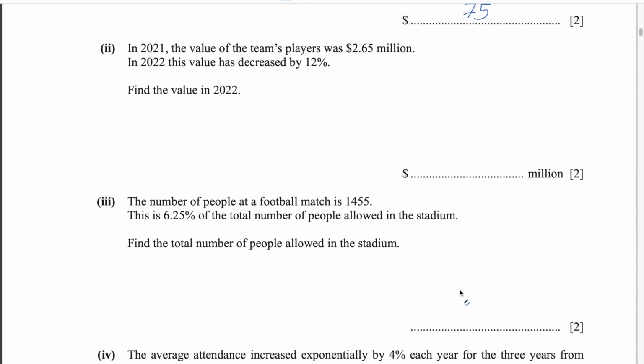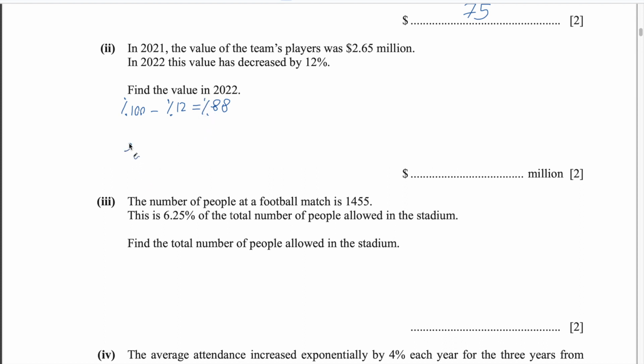For the second part, it says in 2021, the value of the team's players was $2.65 million. In 2022, this value has decreased by 12%. Find the value in 2022. So the total is 100%. 12% has been deducted. So 100% minus 12%, which is the decrease amount, is 88%. So 88% will remain.